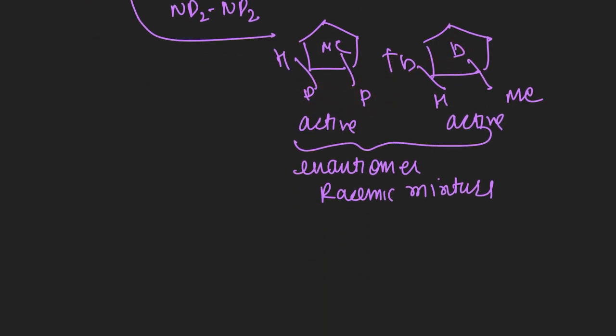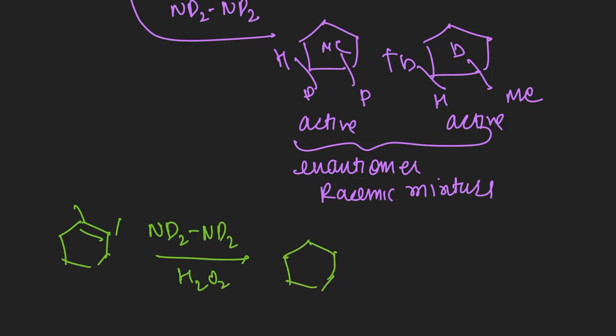Let's do the last problem. When we react with ND2ND2, H2O2, it will form D D plus D D, with CH3 below, CH3 below. So that's how the compound will form. That was the hydrogenation of alkene.